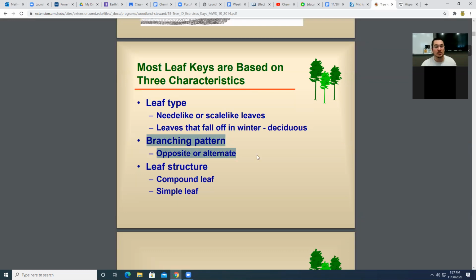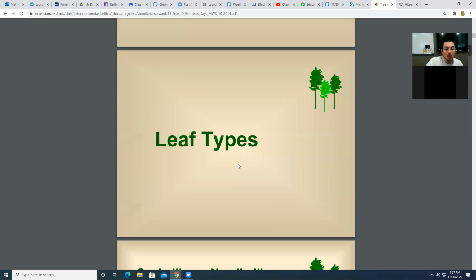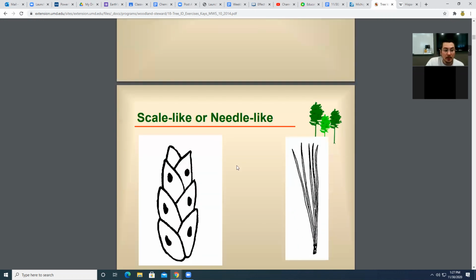deciding whether it's a deciduous or a coniferous tree, whether it's a conifer or a deciduous tree. That's pretty easy to tell. But after that, if you're dealing with a deciduous tree, you need to find out whether that tree has opposite or alternate budding. So I'm going to skip ahead a little bit.